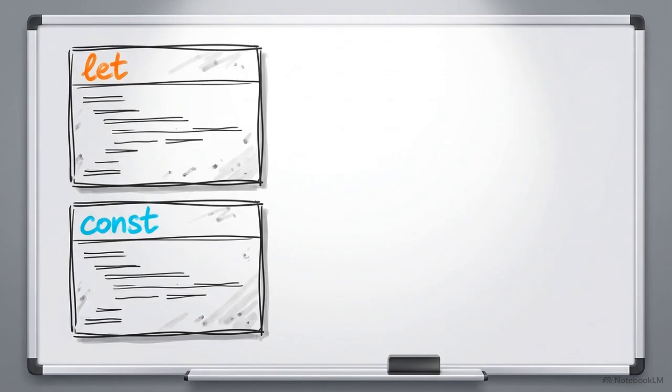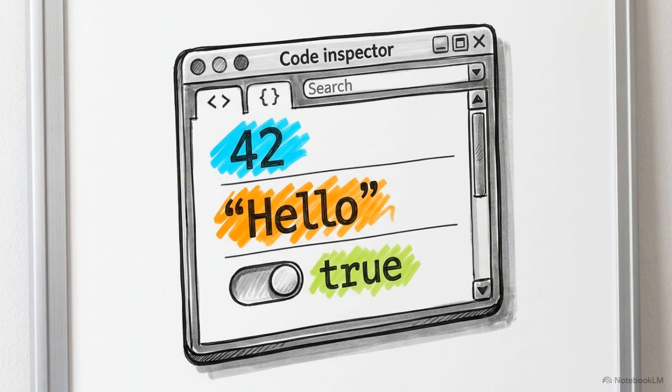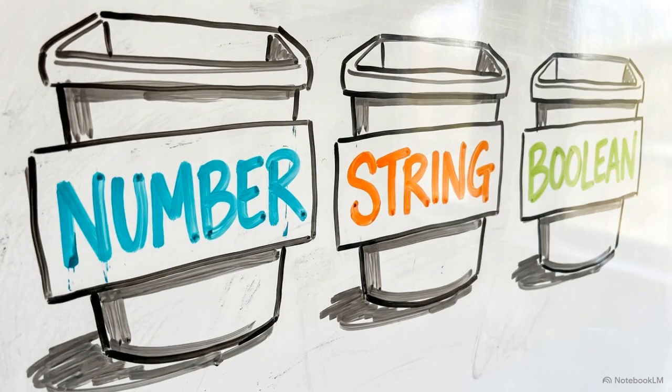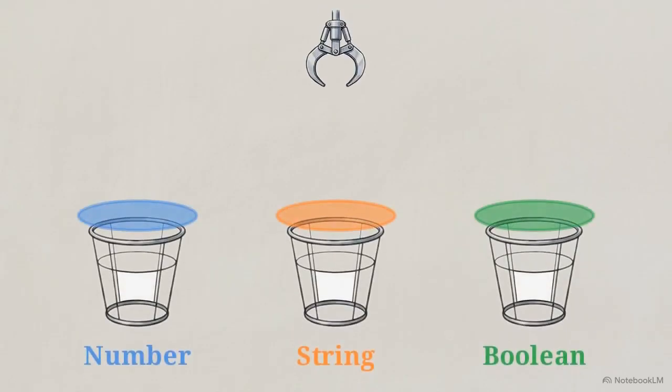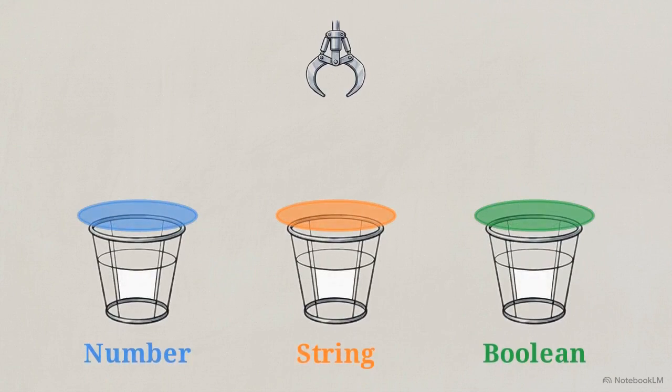Memory containers are only half the architecture. The JavaScript engine also strictly categorizes the actual information you drop inside those boxes. These core categories are called primitive data types. This animated sorting mechanism maps out the three most common primitives.